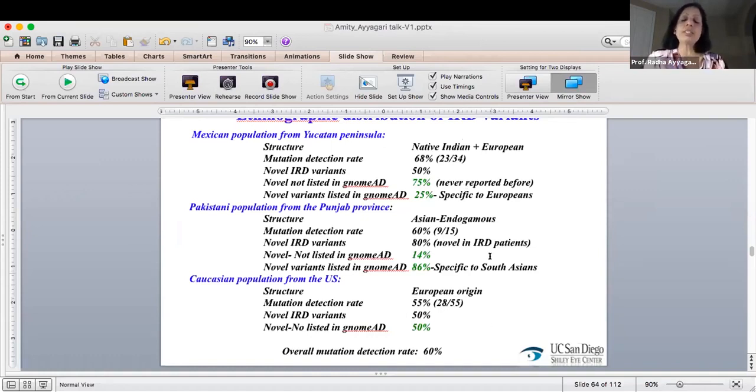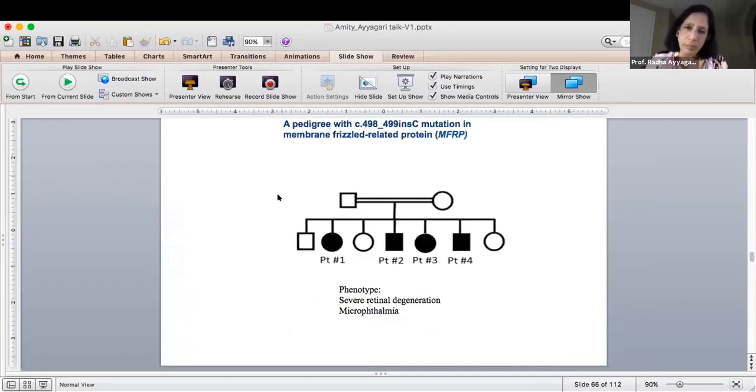But all this allows us to think about, one, designing easier diagnostics and interpreting data, and then eventually determining therapeutics, which therapy is appropriate for what population, and how to design these strategies. Here is a little bit of a different story. This is a pedigree where we found a deletion mutation in a family with 4 affected individuals. The gene is called MFRP, and this particular mutation leads to retinal degeneration and microphthalmia.